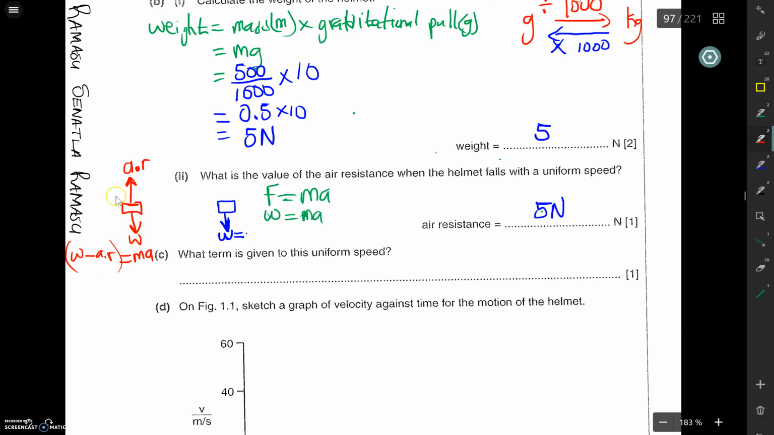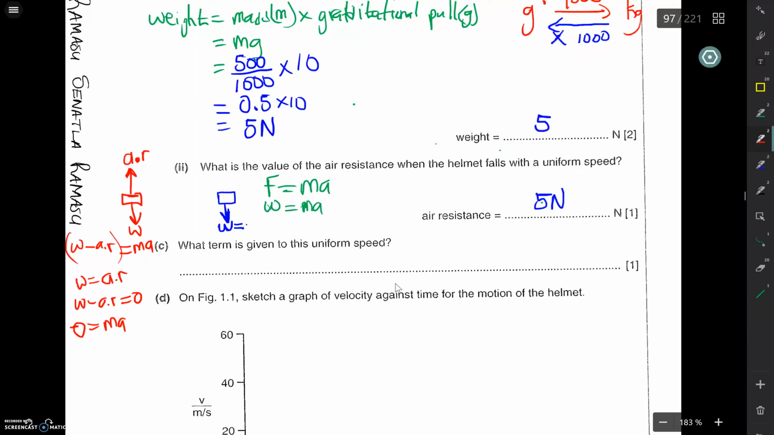And as the speed of the helmet increases, air resistance also increases, right? It increases up to a point where it now becomes equal to the weight. The air resistance becomes equal to weight. So then your weight minus your air resistance becomes 0. So then you have 0 is equal to ma. Because we know that the mass is 500 grams, the mass can't be 0. So then this means that our acceleration is 0.